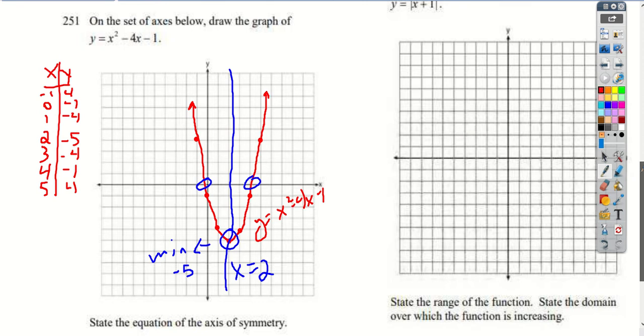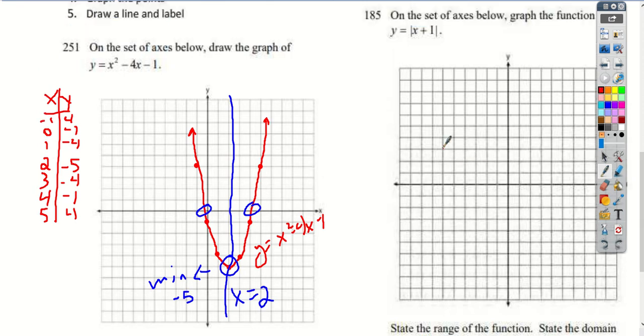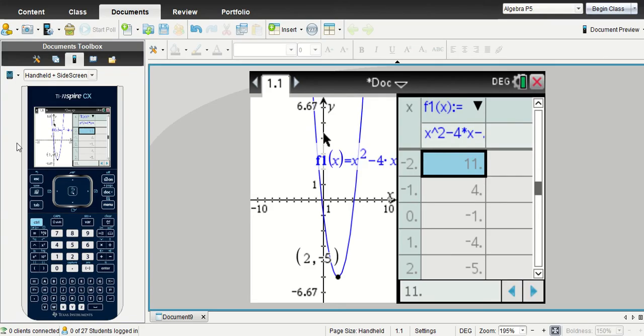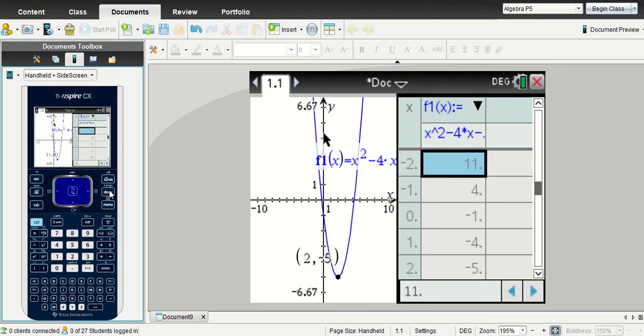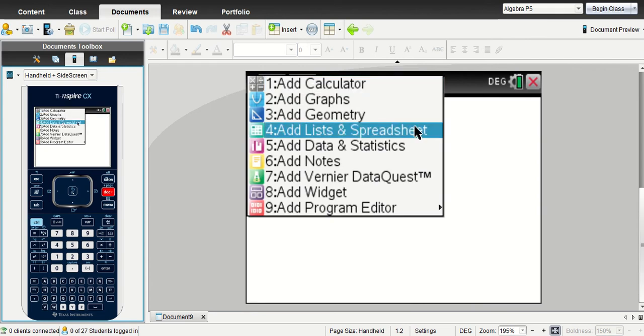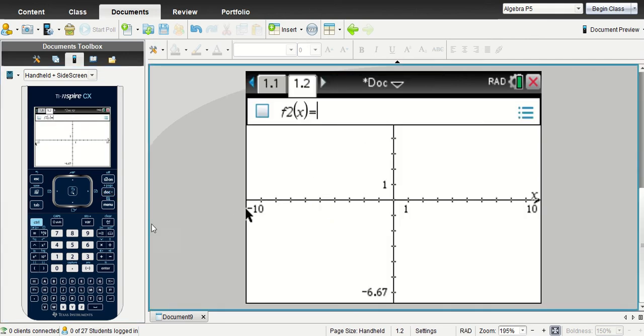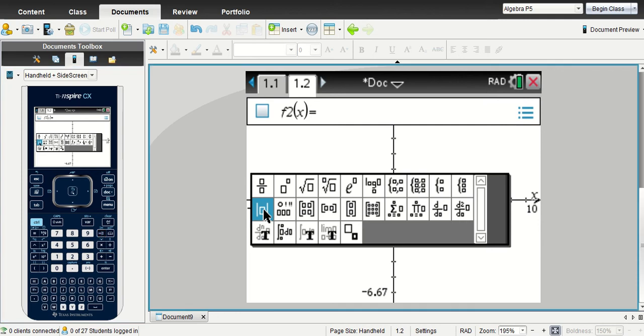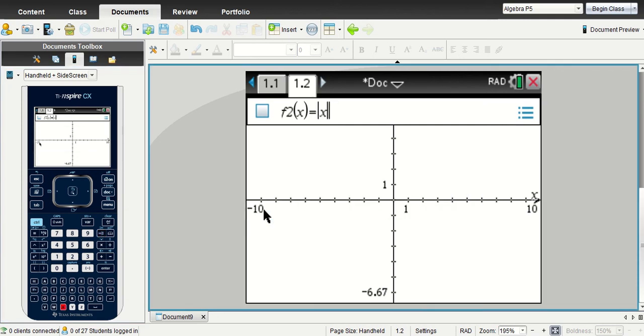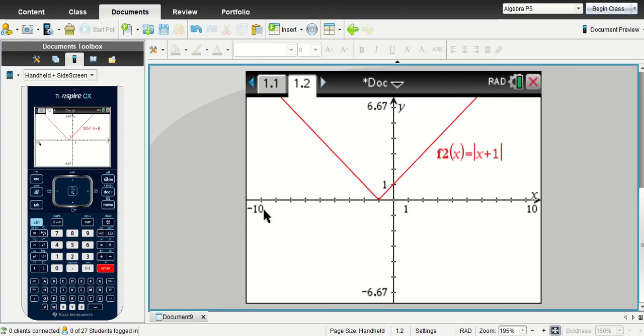Okay, the second one we're going to take a look at is y equals the absolute value of x plus 1. So we'll insert a new graph here. So Control, Doc, Graph. The absolute value function is right here next to the 9 in the book. It's the symbols button. There's the absolute value, and we're doing x plus 1.